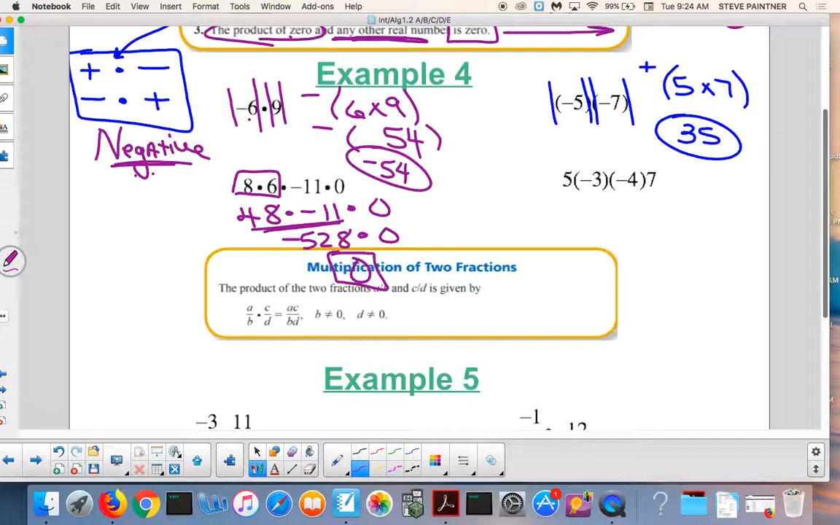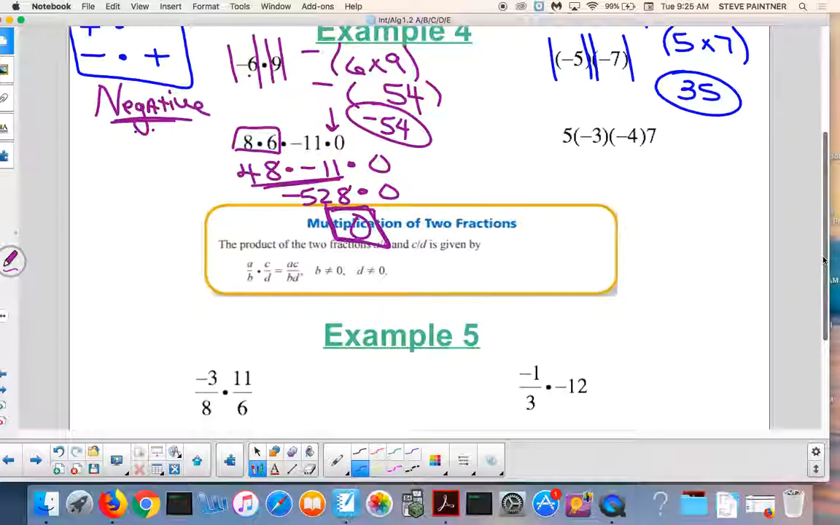No. If you see 4 numbers multiplied, and one of them happens to be what? Then the answer is what? 0. Don't waste your time doing what I just did. Okay? Good?